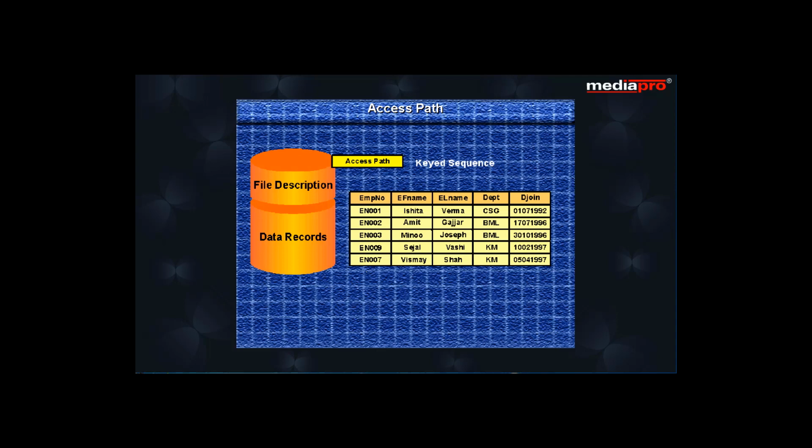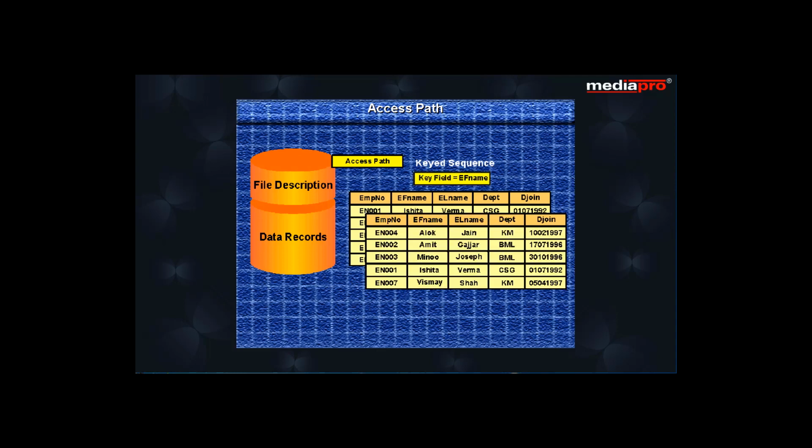With a keyed sequence access path, we can specify a key field on which the records are to be ordered. For example, we can specify that the records are to be retrieved from the employee database with the employee names arranged in an ascending order.